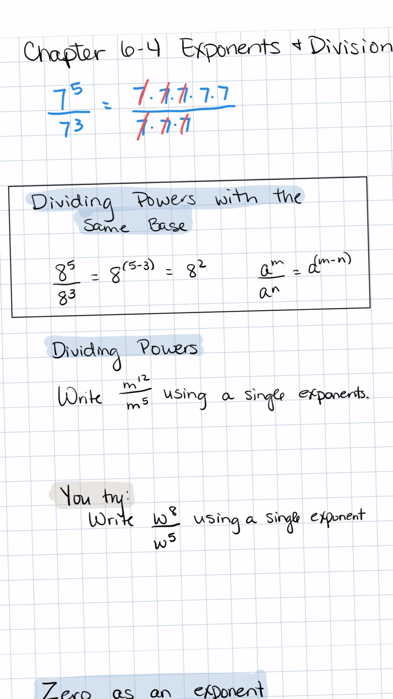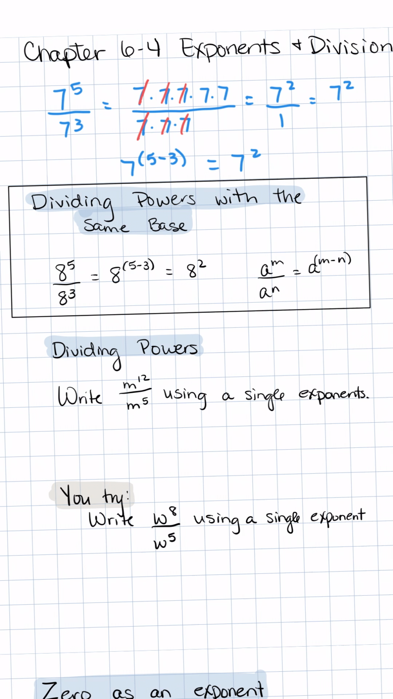So then we're left with 7 to the 2nd power over 1. And we can drop the 1 and just do 7 to the 2nd power. So dividing powers with the same base. I showed you how to do it the long way. The same thing would have been if we were to have said 7 to the 5th power minus the 3rd power equals 7 to the 2nd power, right? We get the same thing.